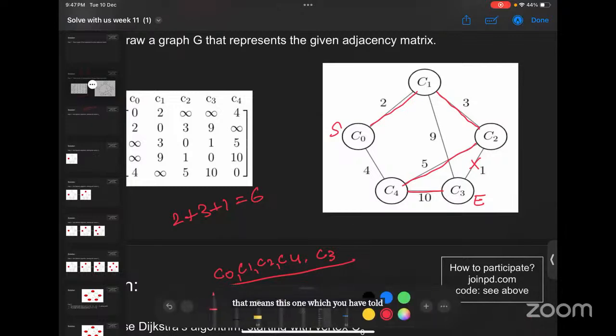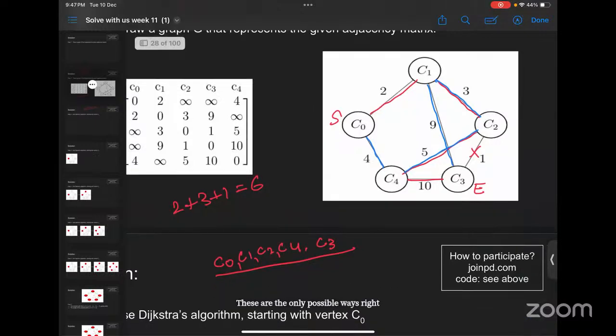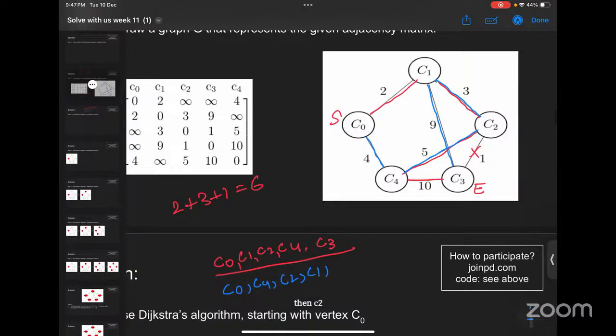So then the second way is also possible. So we can come here, first C4. Then we can go to C2. Then we can go to C1 and then we can go to C3, right? These are the only possible ways, right? C0, then C4, then C2, then C1, then C3.